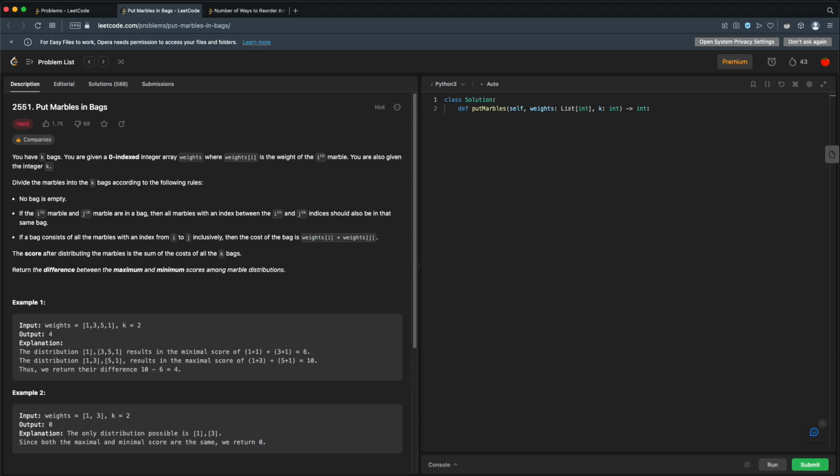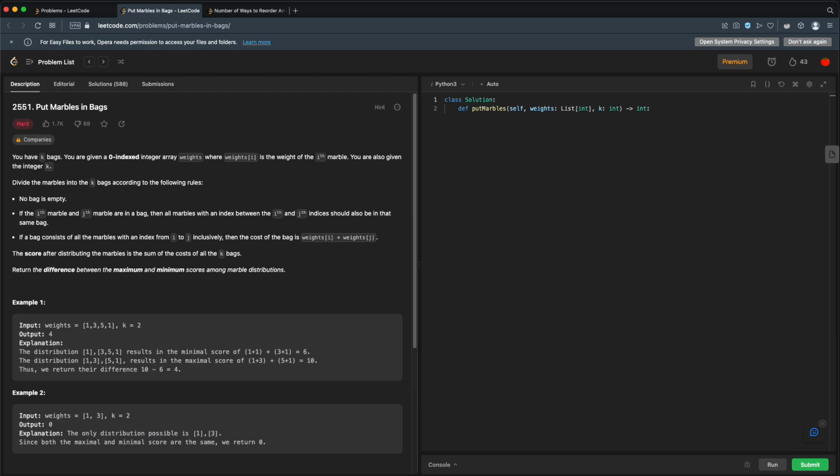If a bag consists of marbles with an index i to j inclusive, then the cost of the bag is the weights at index i plus the weights at index j. The score after distributing the marbles to all the bags is the sum of the costs of all the bags. Return the difference between the maximum and minimum scores among the marble distributions.